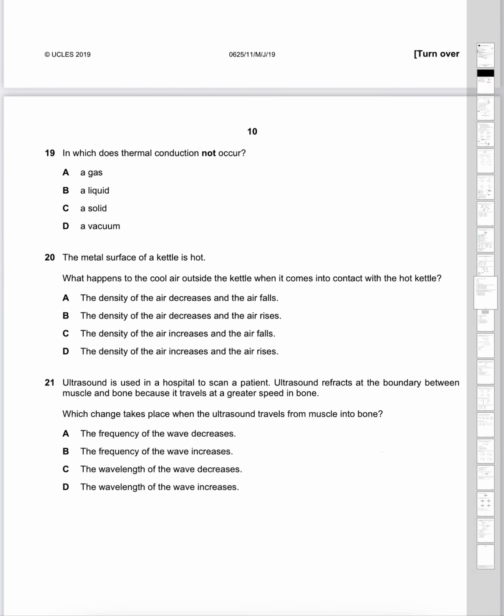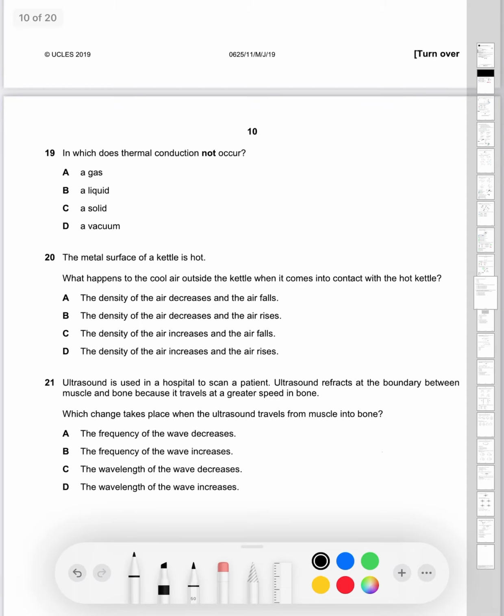It says, in which does thermal conduction not occur? In a gas, a liquid, a solid, or a vacuum? Now, thermal conduction is when heat is transferred with the vibration of molecules. So for thermal conduction to happen, there needs to be a presence of molecules. You have no molecules in a vacuum, and so the correct answer is D. I wouldn't even look at the other answers, just to save more time.